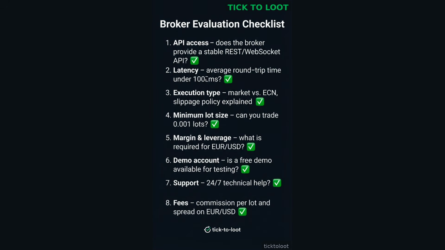As you go through each item, mark it green if the broker meets the criterion, red if it falls short. If you end up with more reds than greens, keep looking. This checklist turns a vague feeling about a broker into a concrete, repeatable process, ensuring you pick a partner that supports your automation, protects your risk, and lets you focus on refining your strategy instead of fighting technical issues.